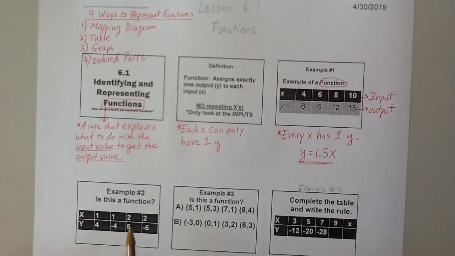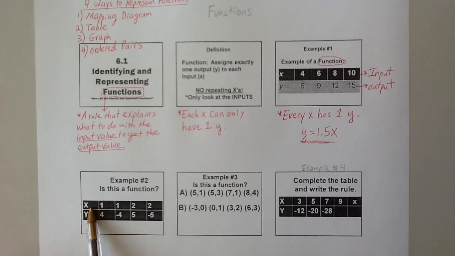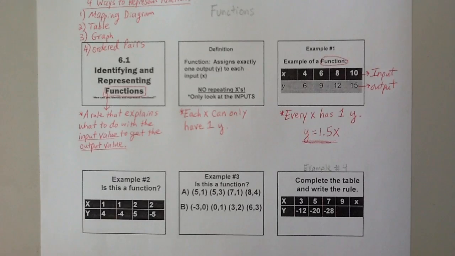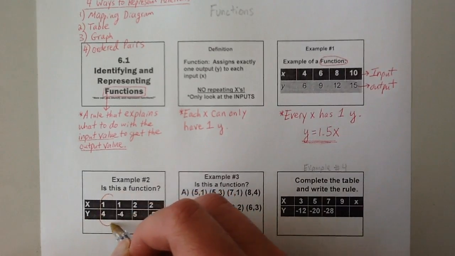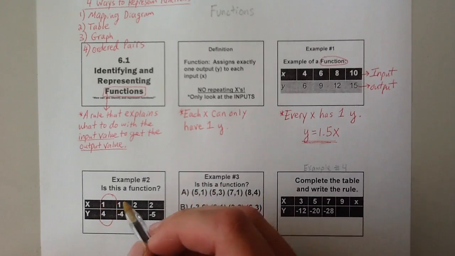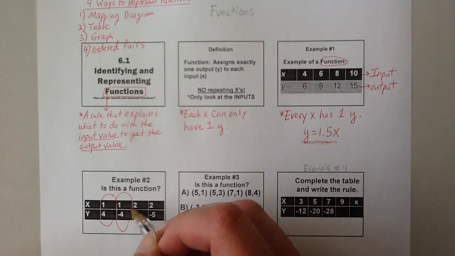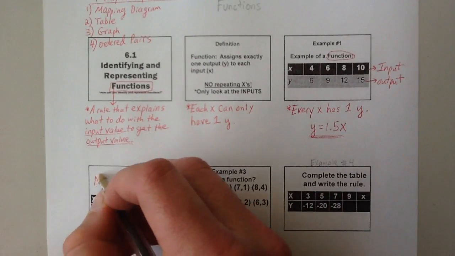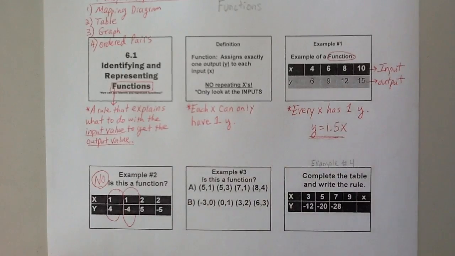Look at example 2. Is this a function? I have a table here of x values and y values. So look at your x's. Do you see any x values that are repeated? You should say yes. Right? This column right here, the first column, when x is 1, y is 4. But also in the next column, when x is 1, y is negative 4. And so no, is this a function? No, right? No, and circle it. That is not a function.